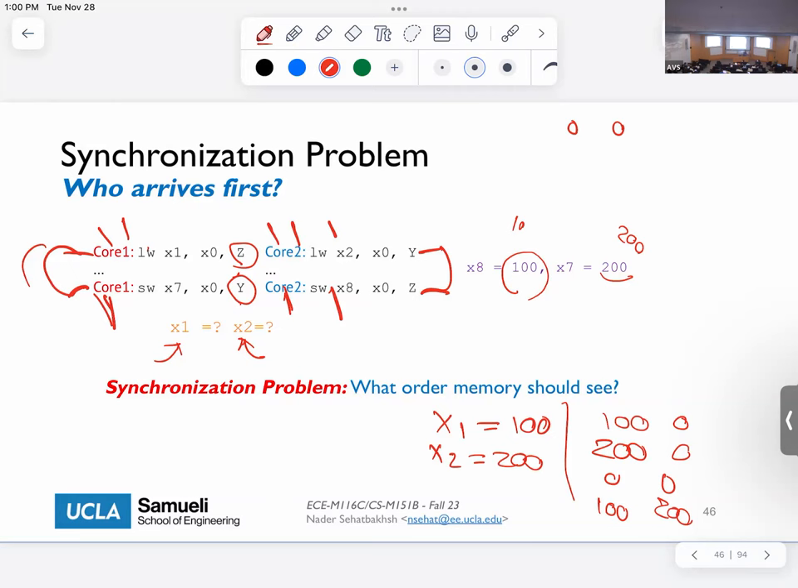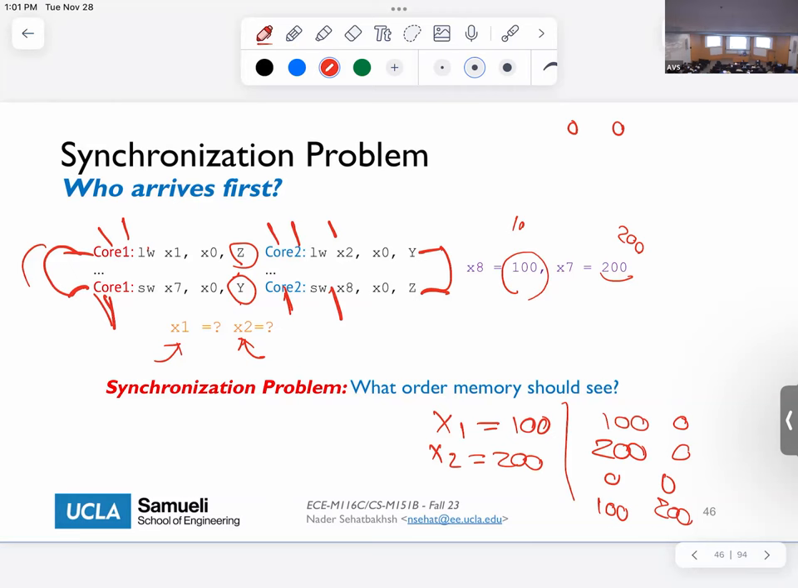So the question is, isn't this a programmer issue? It is a programmer's issue, because basically what we are writing here is a race condition. Depending on which one is going first, the value is different. So this is a bad style of programming. But in order to fix this, we need hardware to help us. Okay? So we're actually going to discuss how we fix this issue.